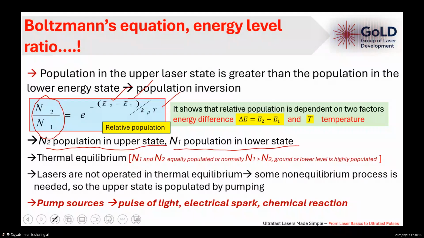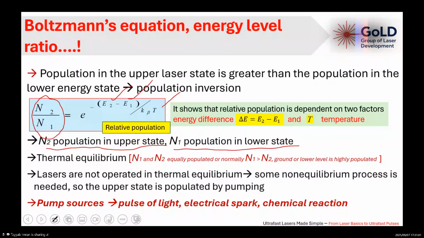In thermal equilibrium, we assume that N1 and N2 are equally populated, or N1 is greater than N2. Even N1 equal to N2 is not very much possible. N1 is greater than N2. This is the normal case.